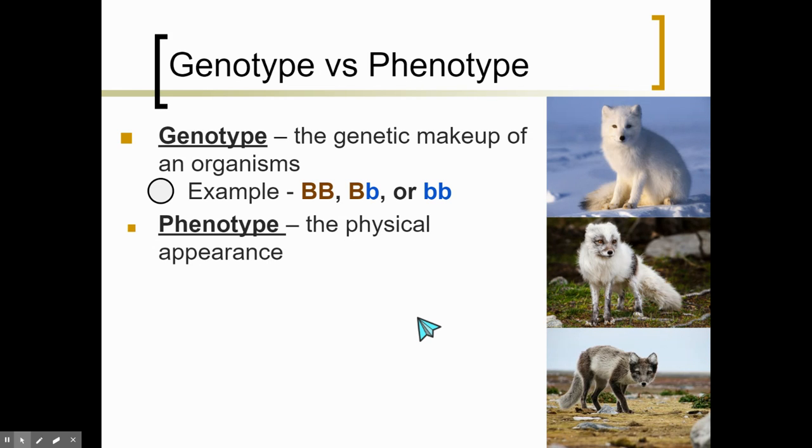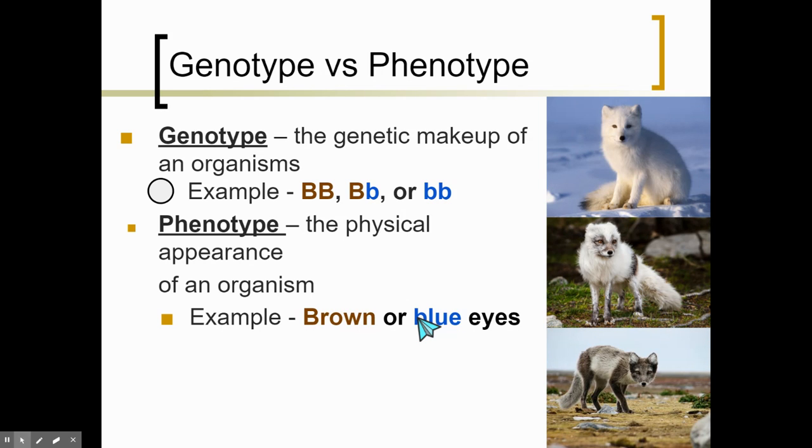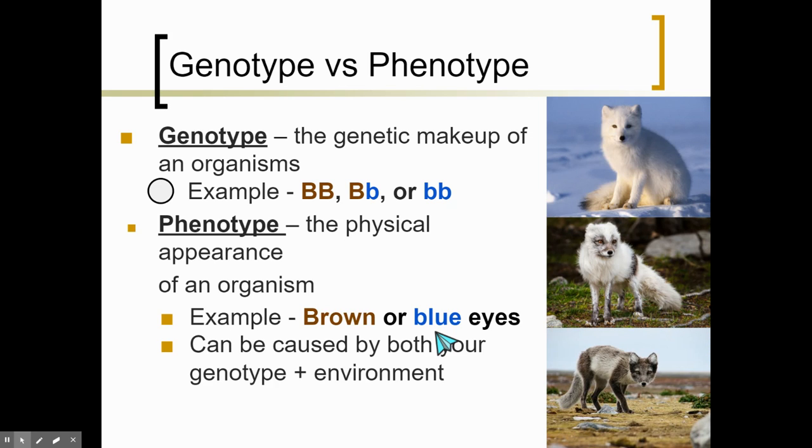Our phenotype is our physical appearance of an organism. So with this, it's brown eyes or blue eyes, okay? It isn't homozygous, heterozygous. It is brown eyes or blue eyes. This can be caused by both your genotype and your environment. So your genotype could be for having brown eyes or it could be for having blue eyes. However, it can also be controlled by environment, not your eye color.